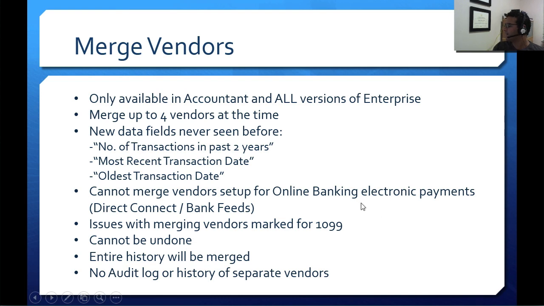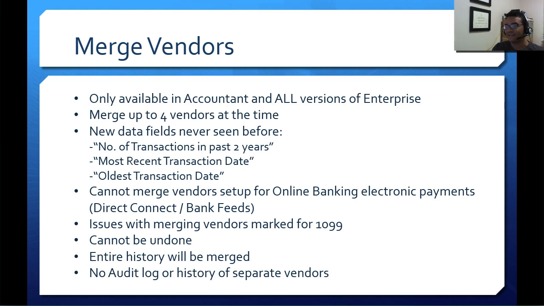Actually, before I show you what it looks like, let me give you a few very important pointers about it. Only available in Accountant Edition and across all Enterprise editions. As I mentioned, 4 vendors at a time maximum. There's a few new data fields never seen before, which I absolutely love, and it gives me a lot of hope in terms of what we can do with something like this in the future, now that the developers have figured out how to get this data, which now you get the number of transactions in the past 2 years, most recent transaction date, and oldest transaction date. And I'll show you that it'll make total sense when I show it to you on the screen.